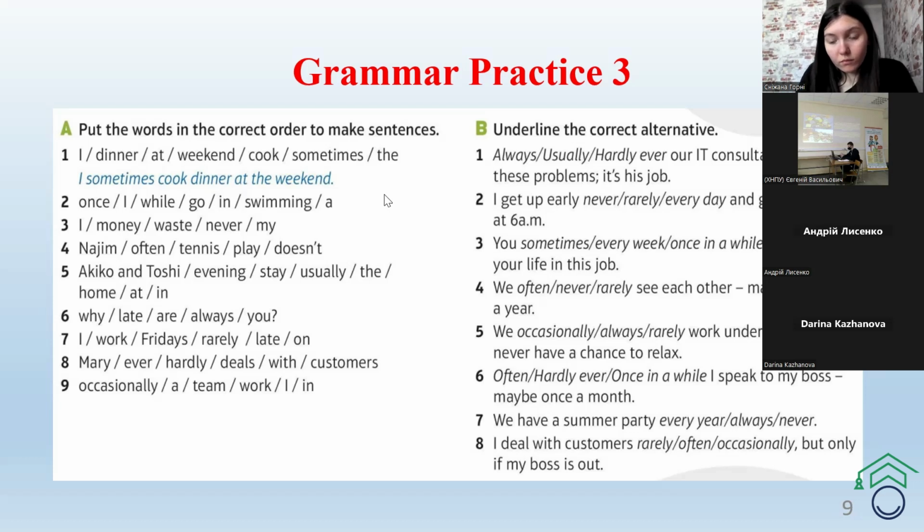Our IT consultant deals with these problems. I choose hardly because it's an expression: almost never our consultants. No, we can't start the sentence with hardly ever. Then maybe usually. Usually, you're right. Usually, our IT consultant, yeah, it's their job. We can't start a sentence with always. We can't start a sentence with hardly ever, but we can do it with the adverb of frequency usually.